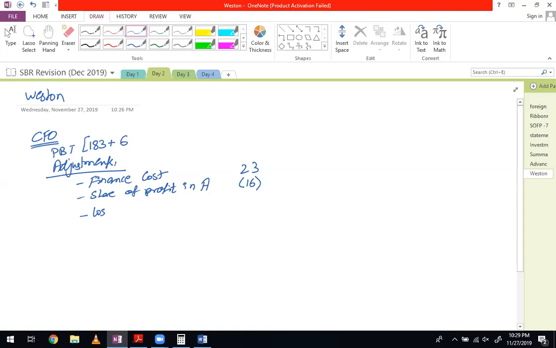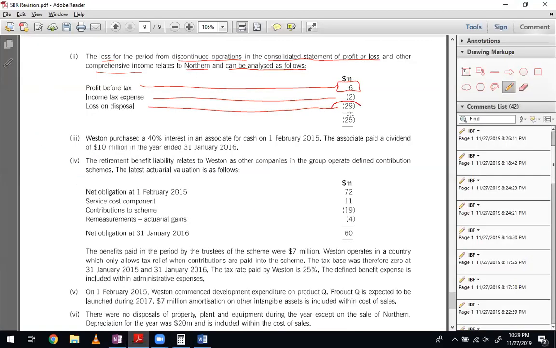But what about the loss on disposal? Should we add back that loss of 29 over here? This loss of 29? Should we add this in the cash flow from operating activities or not? Okay, Imran is saying no and everyone else is saying yes. Julie is saying no.